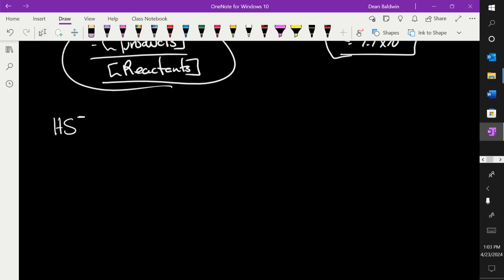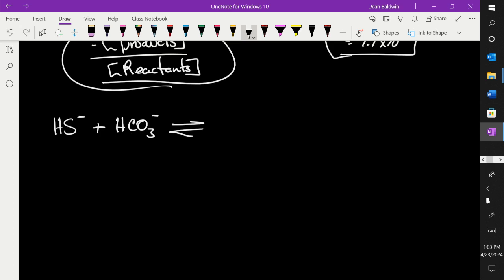HS minus. Okay. You got to tell me what are the products and what are the reactants. But this one's a trick. You know what the reactants are. Because they both have hydrogen. Yes. They both have hydrogen. They can both donate a proton because they both have protons, and they can both accept a proton because they're negatively charged. So which one is the acid? Which one is the base?